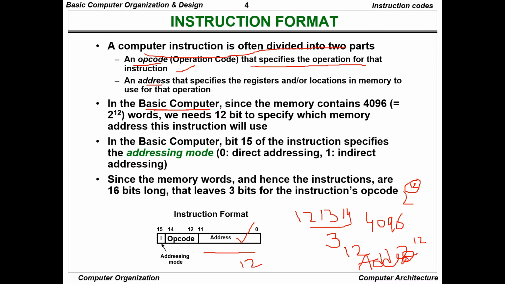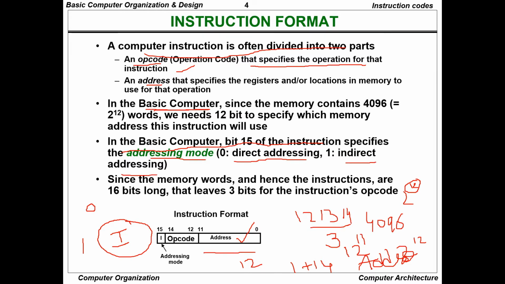So previously it was 11. 11 plus 3, 14. So we are left with 1 bit. So what is this 1 bit? This 1 bit is nothing but I. In the basic computer, bit 15 of the instruction specifies the addressing mode. So this I specifies the addressing mode. Here we have two values, 0 and 1. 0 is direct addressing, 1 is indirect addressing.